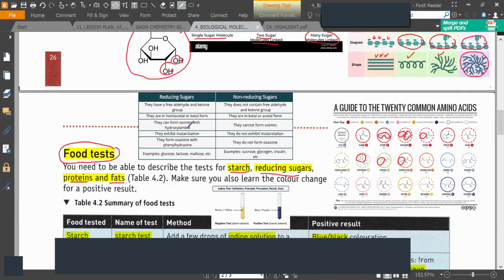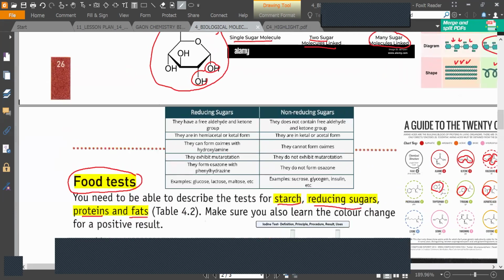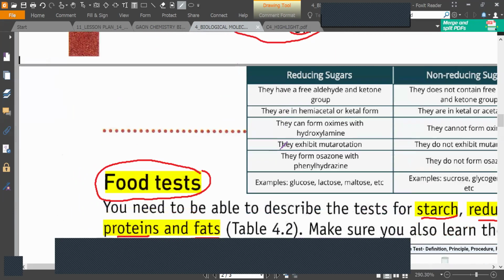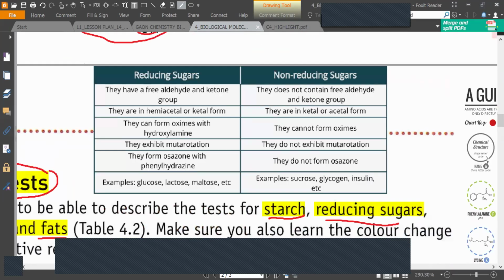Now we take a look at the reducing sugar. What does reducing sugar mean? We have two types of sugar, reducing and non-reducing sugar. In IGCSE, we don't need to know too much. We just need to know that we will test for reducing sugar. Reducing sugars have a free aldehyde or ketone group. Examples of reducing sugar are glucose, lactose, and maltose.